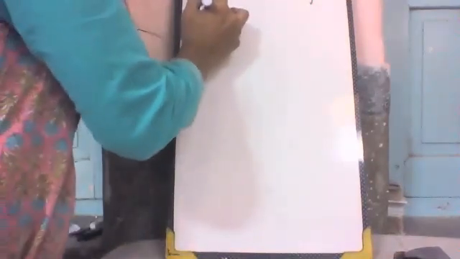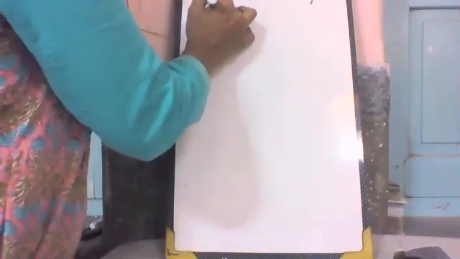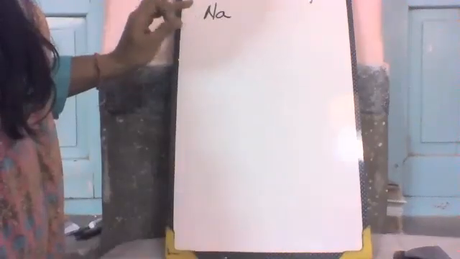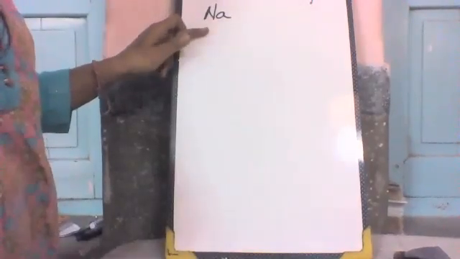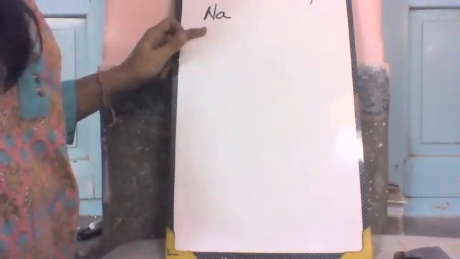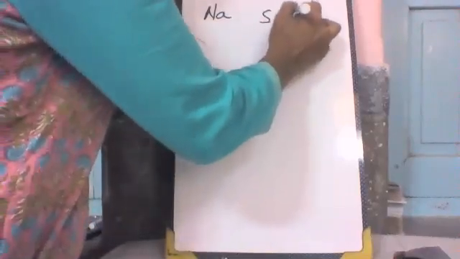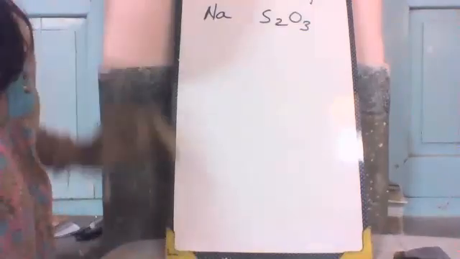Sodium thiosulfate. First we have to write the symbol of sodium. What is the symbol of sodium? Na. Capital N, small a, due to its Latin name natrium. Do you know this? Okay. What is the symbol of thiosulfate? It is S2O3. Now write their valency.